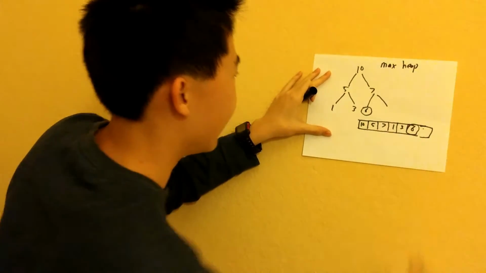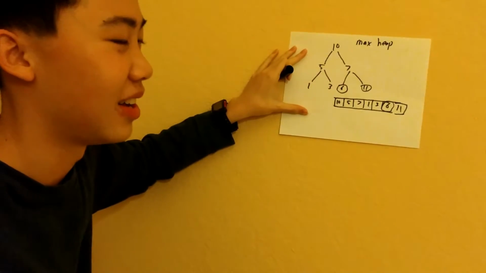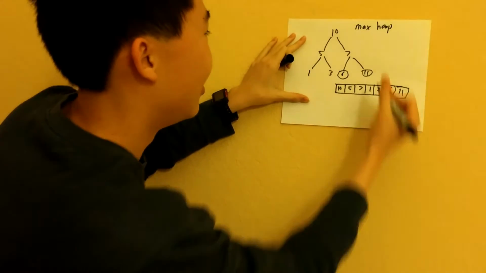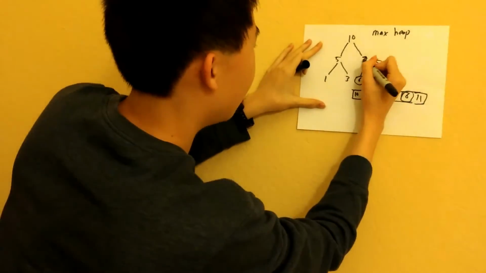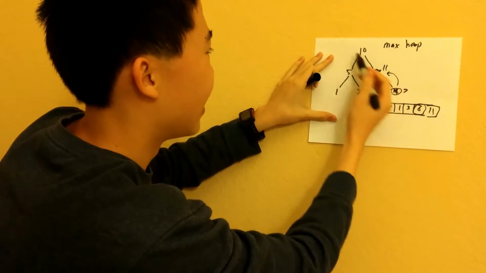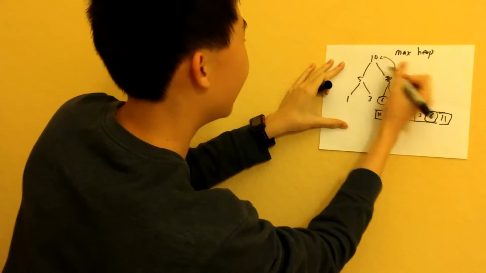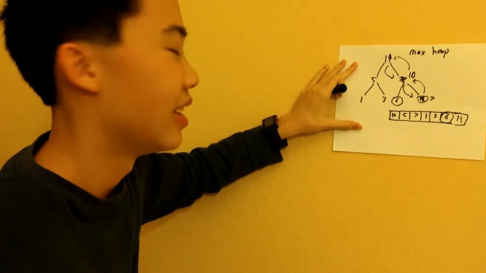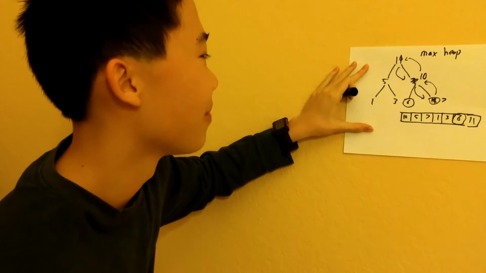But let's say you insert something like 11. Then this could violate the heap property. So then what we do is we reheapify, which is when you swap the children and the parent, like that. So then this becomes 11, this becomes 7. But since 11 is still greater than 10, which still violates the heap property, we have to reheapify again, like that. And then this becomes 11, this becomes 10. Right? So every time you insert something, you may have to reheapify a couple times.